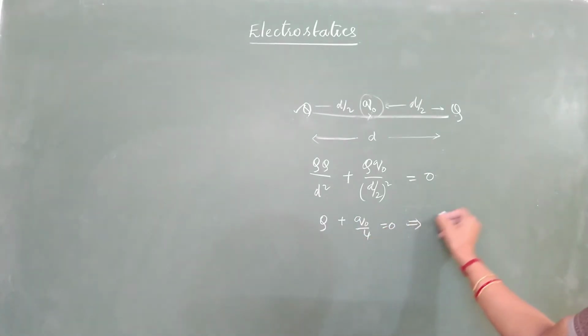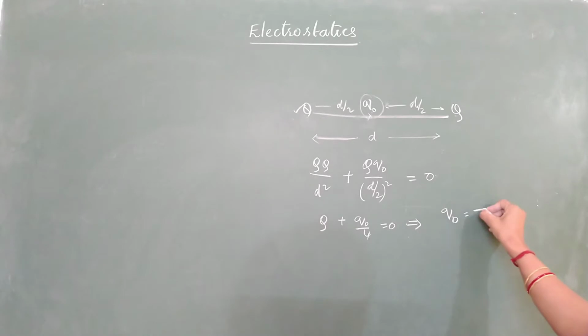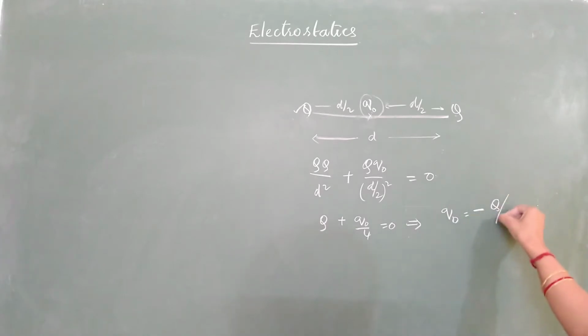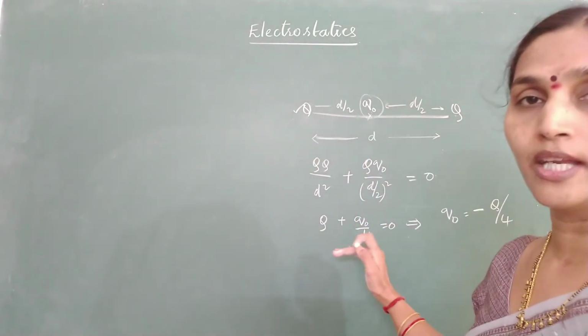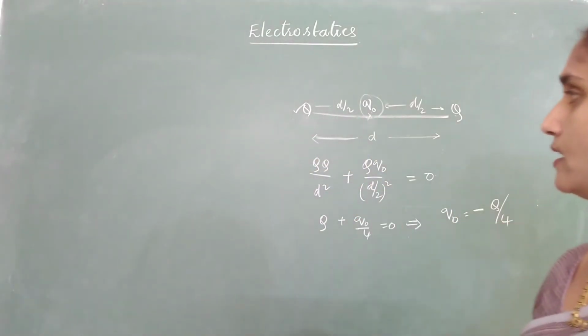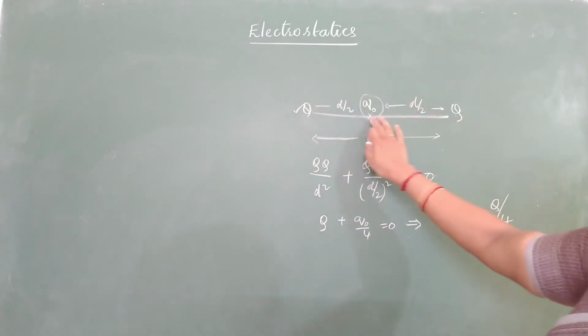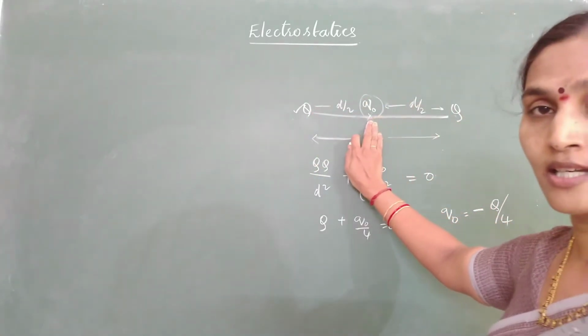Tell me what should be the value of the central charge? It should be negative and having a magnitude of 1/4 of the charge at the corner. So then the whole system will remain in equilibrium. And because the charges are equal, we have got the charge exactly at the center.